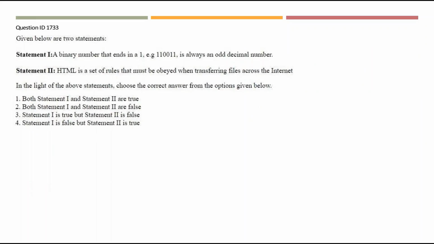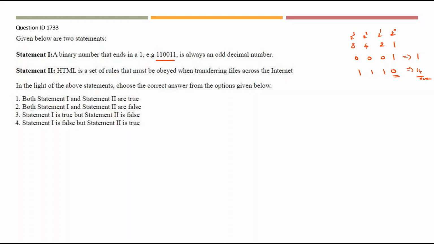Next question. Given below are two statements. A binary number that ends in a 1 is always an odd decimal number. 2 power 0, 2 power 1, 2 power 2, 2 power 3. This is what we use to convert from decimal to binary or binary to decimal. This is 1, this is 2, this is 4, this is 8. If I place 1 here, this will be the decimal equivalent of 1. If I place 1 everywhere and a 0 here, this will be 12 plus 2, 14. This is an even number.